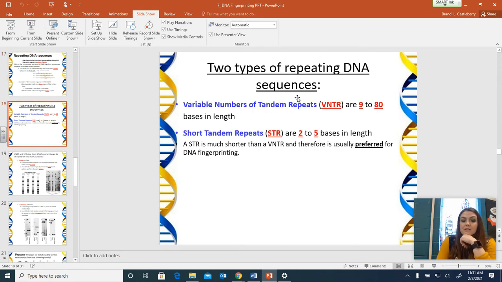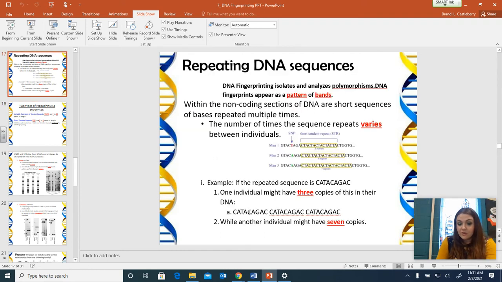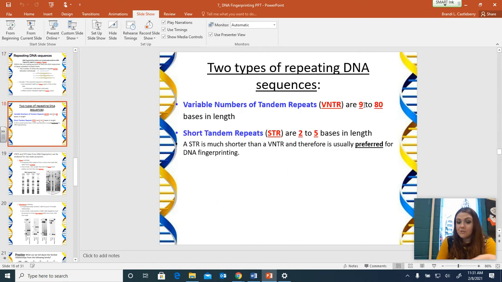The two types of repeating DNA sequences are variable numbers of tandem repeats, or VNTR, and that means they're 9 to 80 bases long. So when I go back to look at this, it's like this is 1, 2, 3, 4, 5, 6, 7, 8, 9. It's only 9 long, so that would actually be this one. That'd be VNTR. So the shortest it can be is 9 long, up to 80. That's a long code to look for.